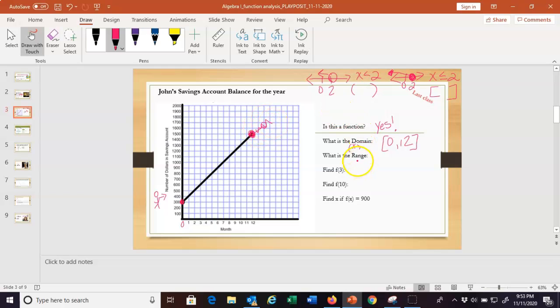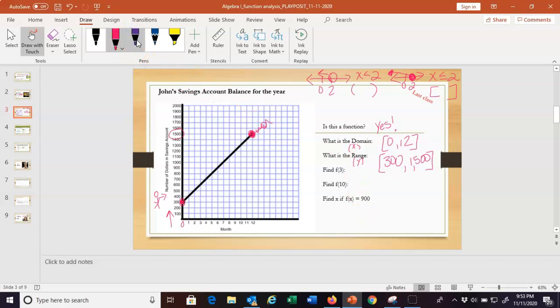Okay, what is the range? The range is the y values. So this time you're walking along the y-axis, and we're going to start from the negatives to the positives. So we're going to see where do we hit that line first as we're going up. And it happens right here at 300. So the range will go from $300 until what? Until the function stops, and it stops right here at 1500. So those are the range of values that the y is allowed to be. And again, these are both going to be brackets because it is filled in at both of those places.